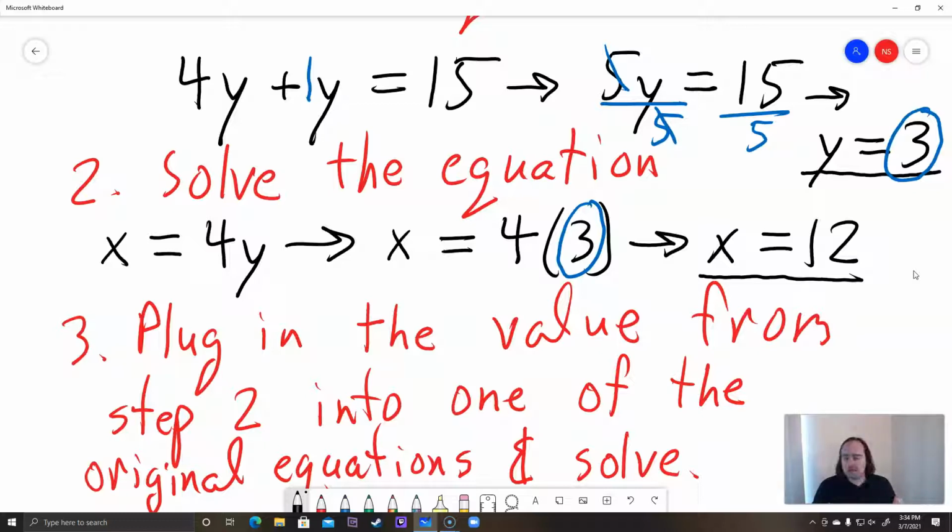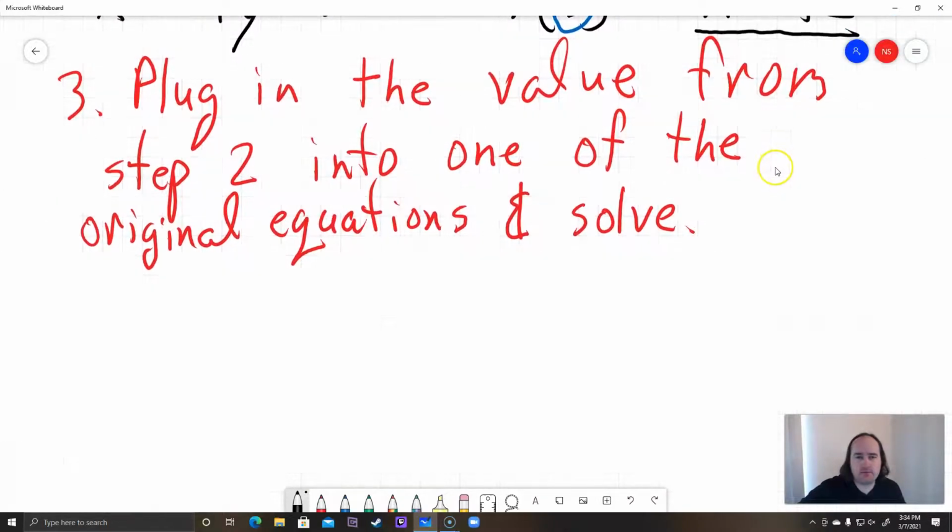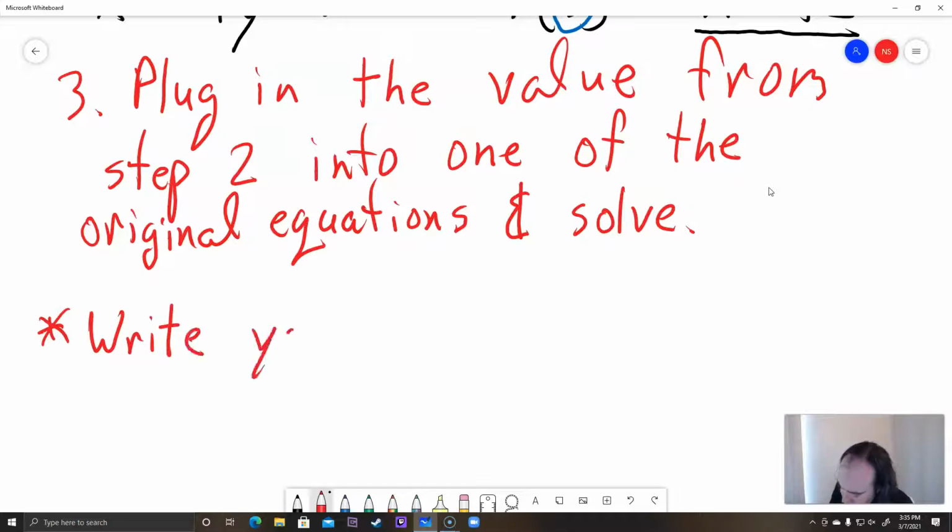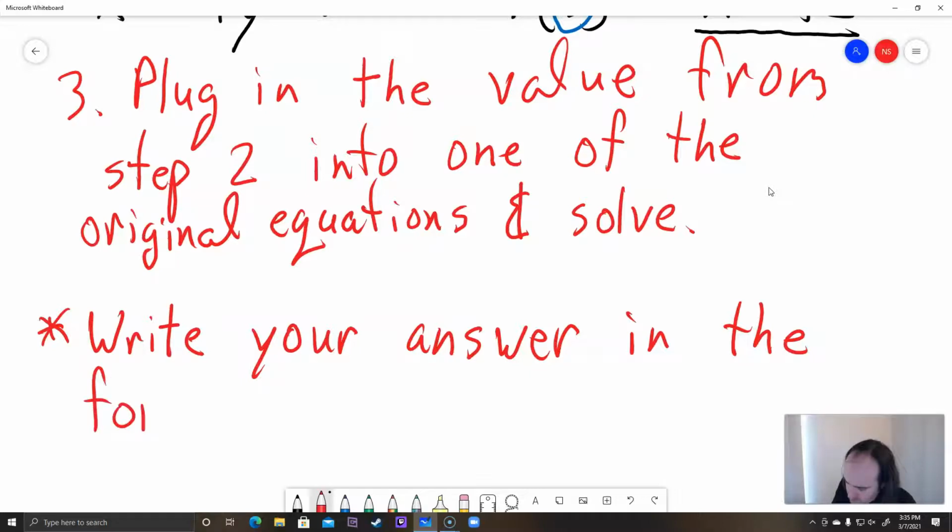The only thing we have left to do is, for your homework and for the quiz, you have to write your answer in a certain way. Because this is a system of equations, or in short, just a system, you need to write your answer in the form x comma y. So we need to write our answer in the form x comma y.